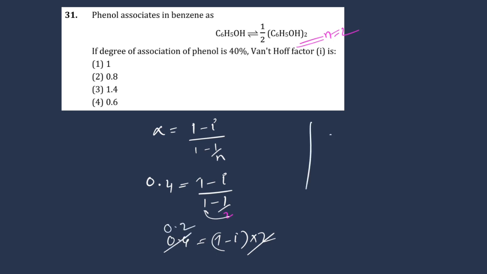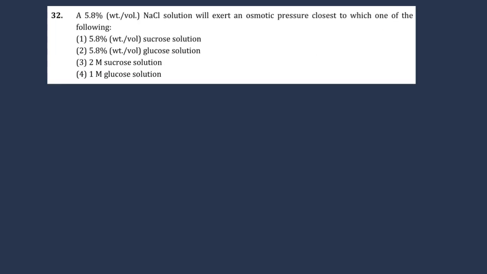Therefore, we have 0.2 is equal to 1 minus i. i is equal to 1 minus 0.2, that is equal to 0.8. Therefore, which option is correct? The second option is correct.